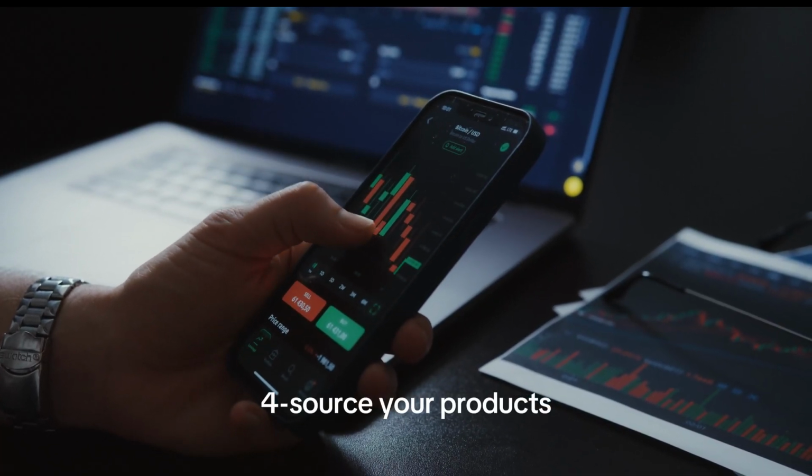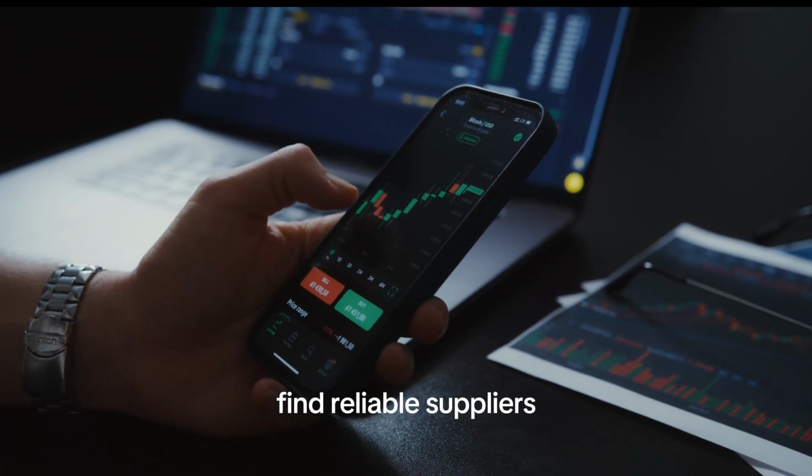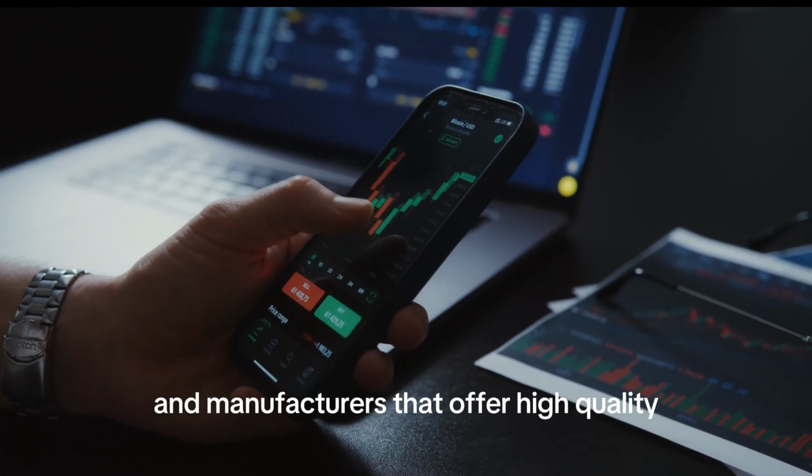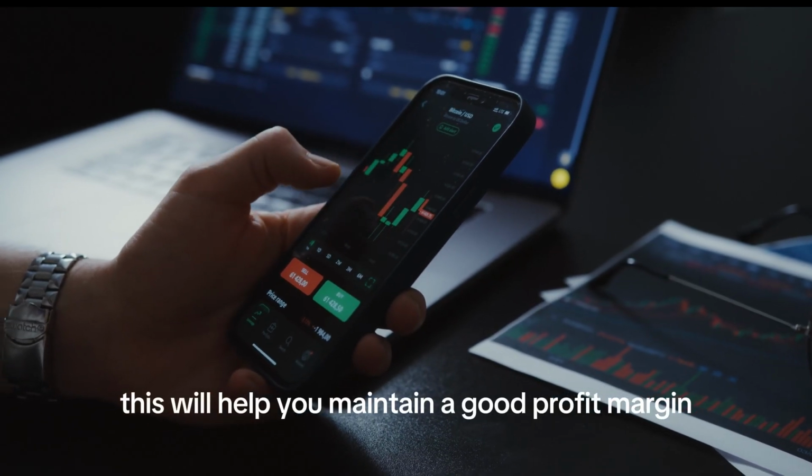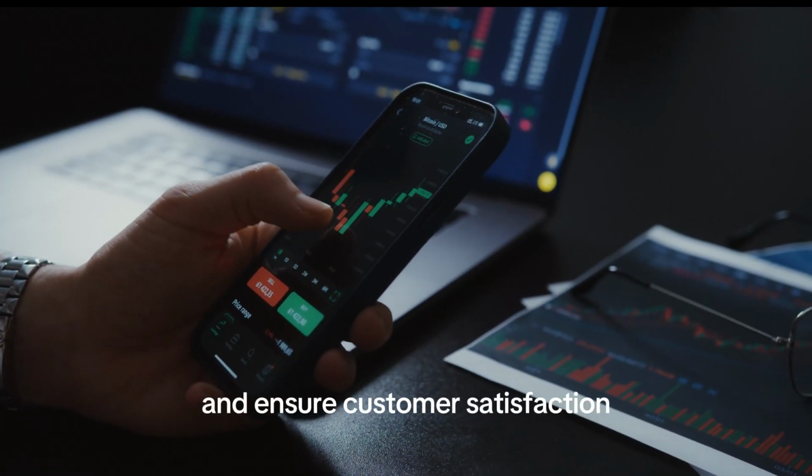4. Source your products. Find reliable suppliers and manufacturers that offer high-quality products at competitive prices. This will help you maintain a good profit margin and ensure customer satisfaction.